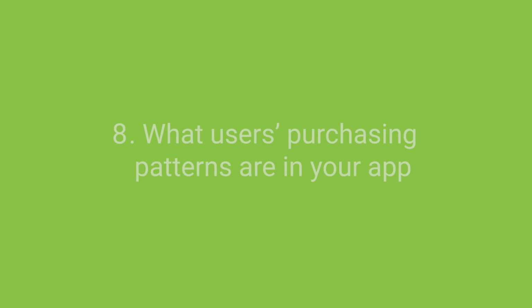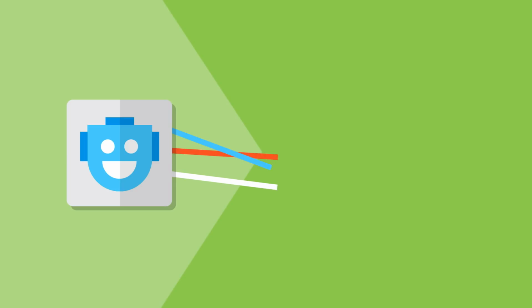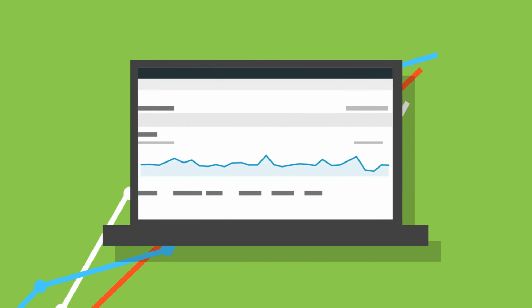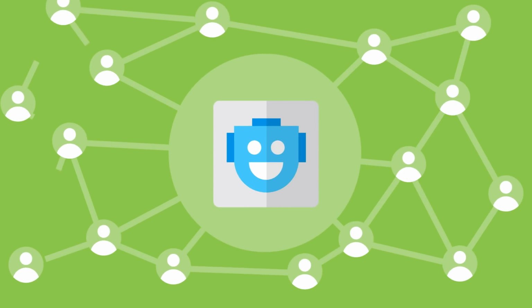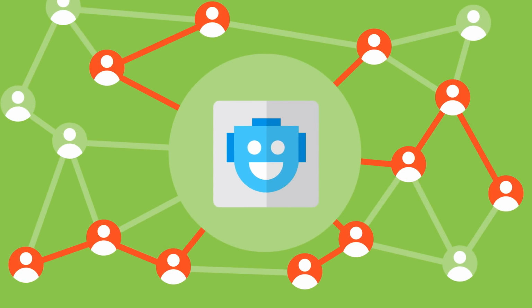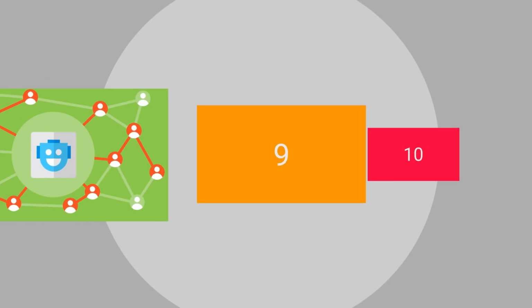What users' purchasing patterns are in your app. If your app sells physical products or services, Google Analytics can help you understand your sales better. E-commerce reports and enhanced e-commerce help you see which products users buy, the average order size, and how long it takes users to complete purchases.